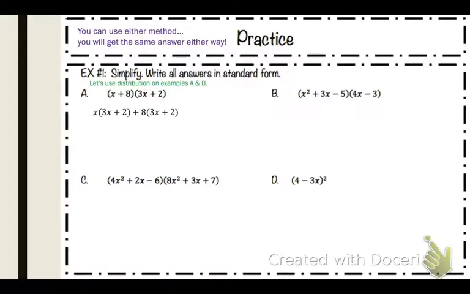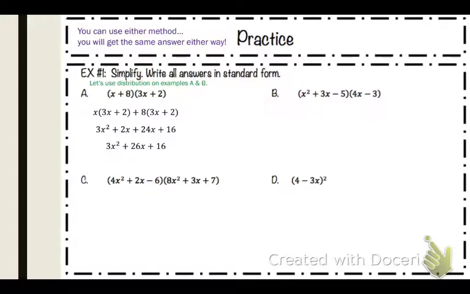So we're going to multiply the x to the 3x plus 2. Then we're going to multiply the 8 to the 3x plus 2. Then we're going to use the distribution. So it's 3x squared plus 2x. And then the 8 times 3x is 24x. 8 times 2 is 16. And then we combine like terms. You end up with 3x squared plus 26x plus 16. All done. Okay? Let's look at example B.